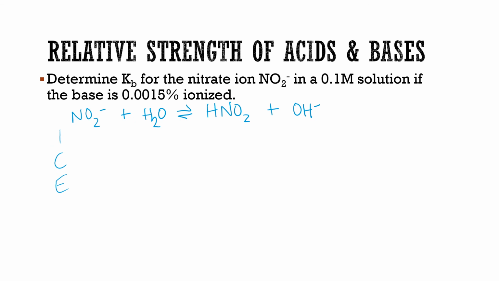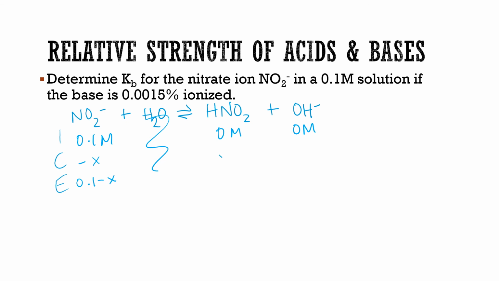All right, last question. This time it is a base. Determine the Kb for the nitrate ion. So if I know it's a base, then it's going to take a hydrogen from water, becoming HNO2, the conjugate acid, and hydroxide. So I'm starting with a 0.1 molar solution. This time it's only 0.0015% ionized. So very little ionization. So what I should expect, 0.0015% ionization compared to the previous slide where it was 29%. This is a much weaker base and should have a much lower K value.